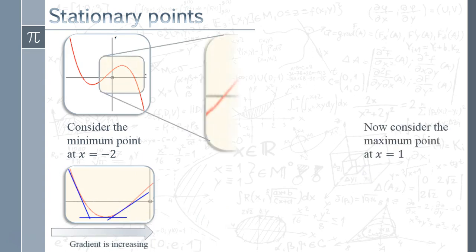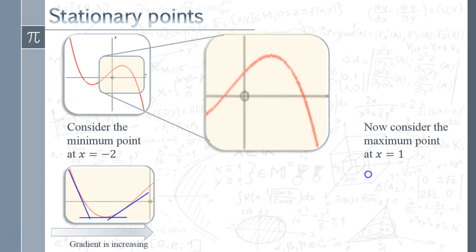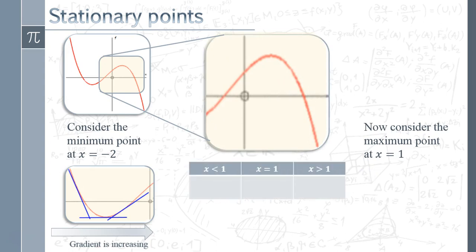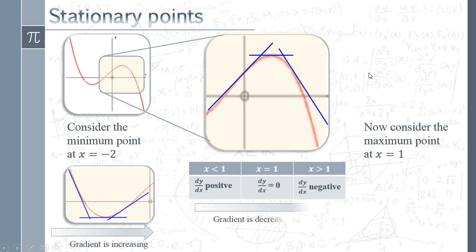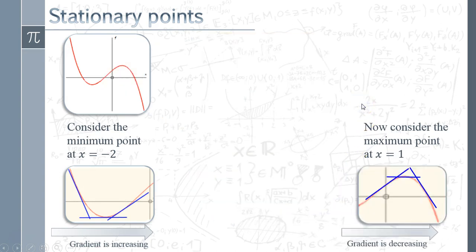If we have a look at the maximum point, do exactly the same thing. There's my maximum, and this time it's happening around 1, and here where x is less than 1, the gradient is positive. When x is equal to 1, the gradient is 0, and when x is greater than 1, it's negative. So the gradient has gone from positive through 0 down to negative, so the gradient is decreasing all the way along as we go around that point. So what we're saying is for a minimum point, the gradient is increasing, and for a maximum point, the gradient is actually decreasing.